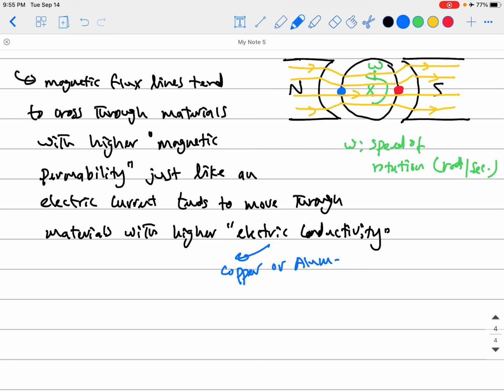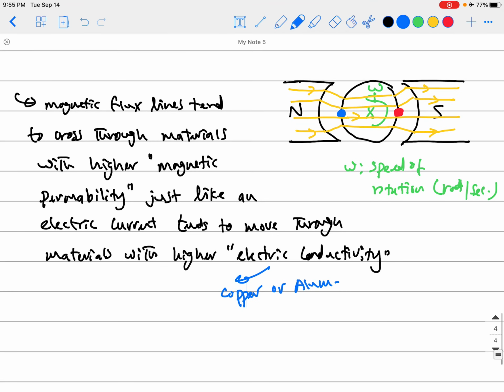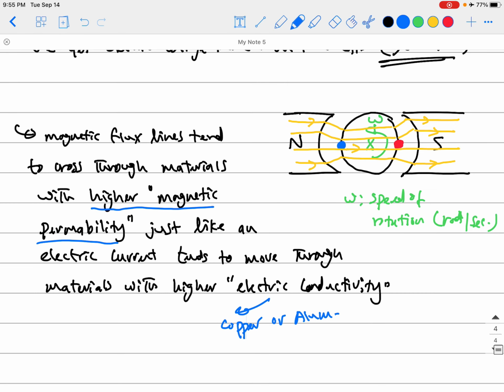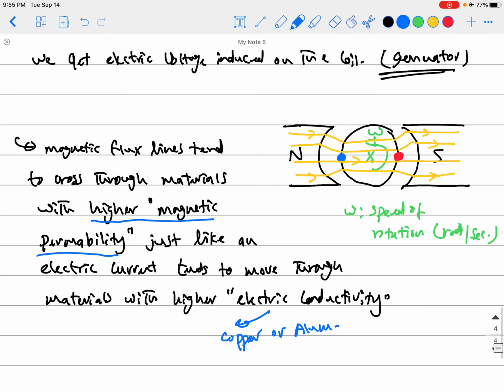The same idea applies to magnetic flux lines. The magnetic flux lines like to move through materials that we call magnetic materials. That means they have higher magnetic permeability. So the same principle: the magnetic flux lines will face very small resistance to their movement inside it. So this needs high magnetic permeability. So we make our machine cores, our holders, so that we said before that we have a cylinder here, this cylinder, to hold our coils.